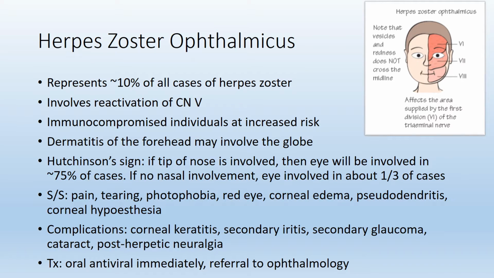Signs and symptoms of herpes zoster ophthalmicus include pain, tearing, photophobia, red eye, corneal edema, pseudodendritis, and corneal hypoesthesia. Complications include corneal keratitis, secondary iritis, secondary glaucoma, cataracts, and postherpetic neuralgia. Again, this requires a referral to ophthalmology, and these patients need to be treated with oral antivirals immediately.